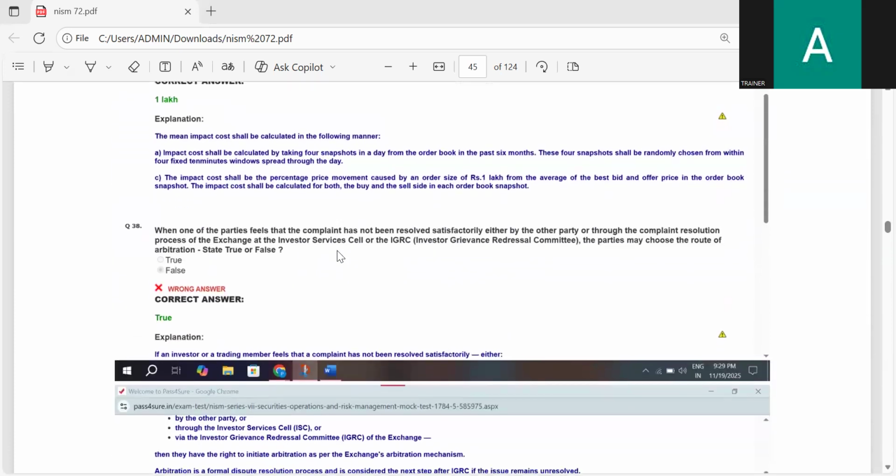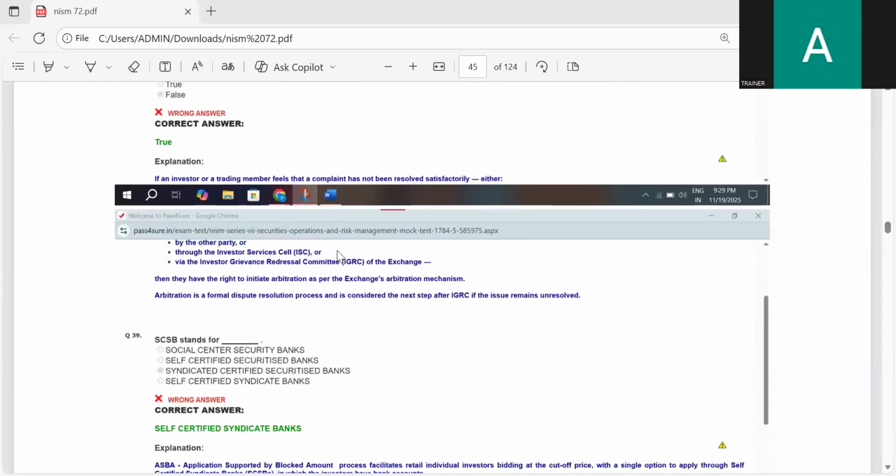If one of the parties feels that the complaint has not been resolved satisfactorily, either by the other party or through the complaint resolution process of the exchange at the investor service cell or the IGRC, Investor Grievance Redressal Committee, the parties may choose the route of arbitration. State true or false. It is true.